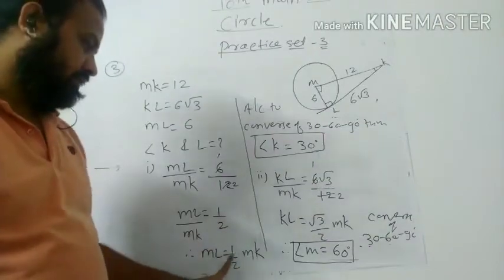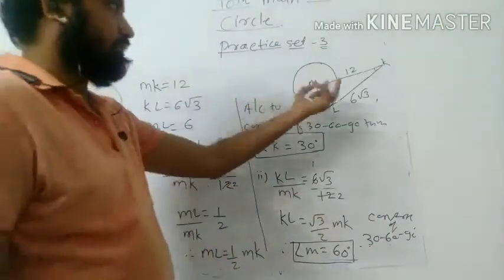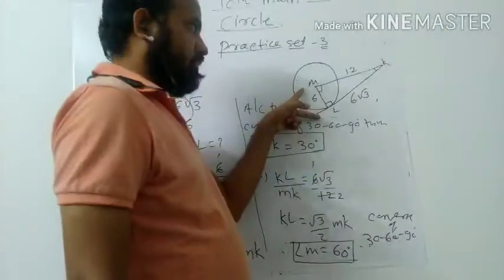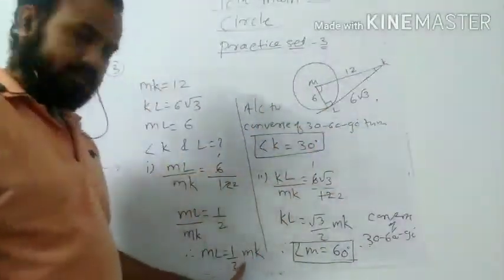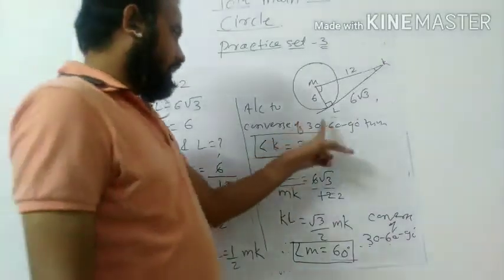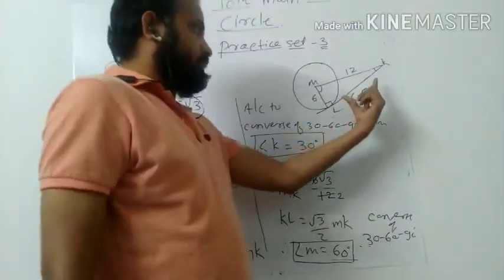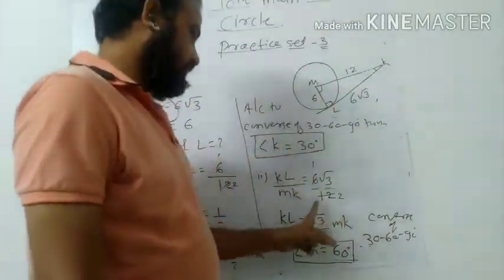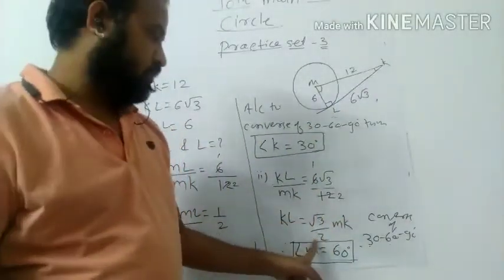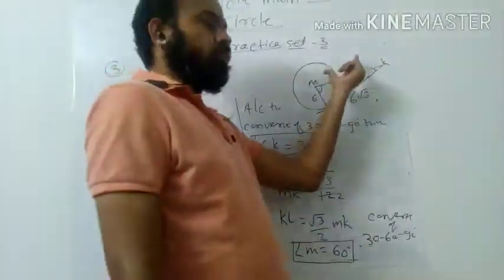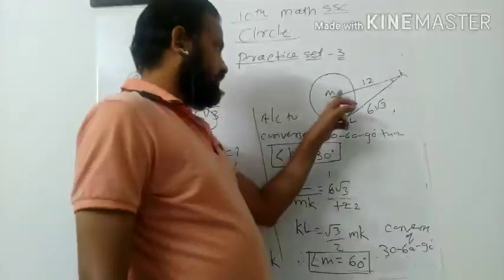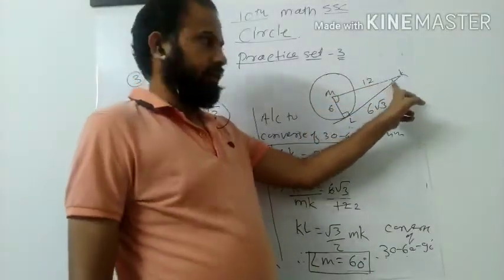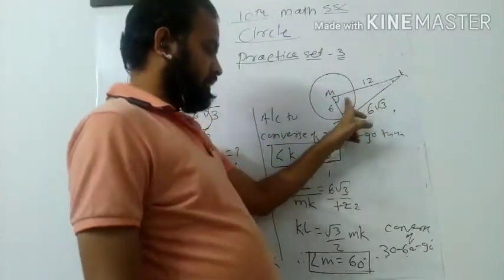So we can write ML is half of MK, means this side is half of the hypotenuse, means the angle opposite to this side is 30 degree, isn't it? Similarly, I will use the second ratio KL by MK, and it is found to be root 3 by 2, which means this side is root 3 by 2 times the hypotenuse. In this way you can calculate these two angles. Angle K is 30 degree, angle M is 60 degree.